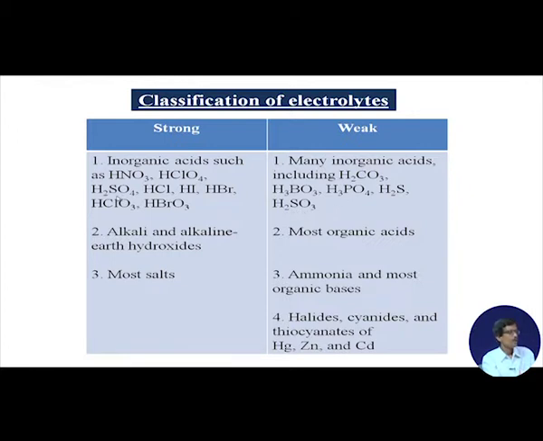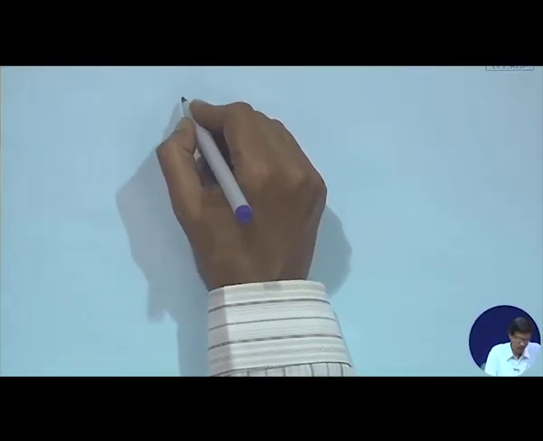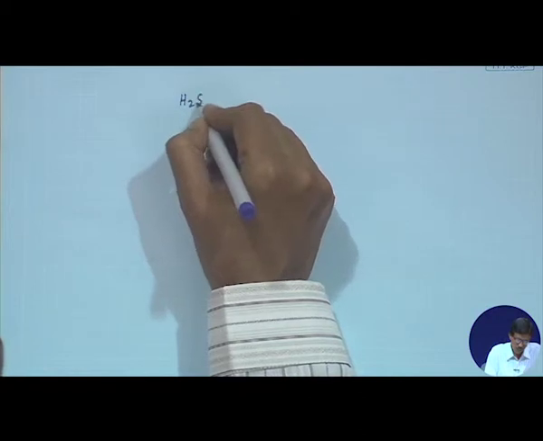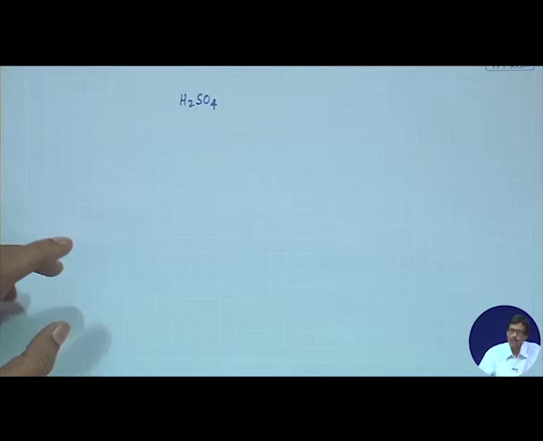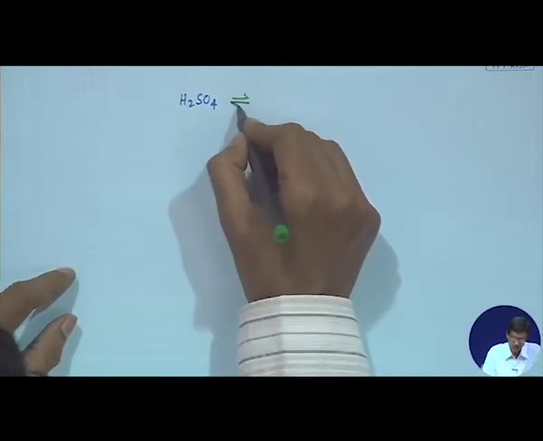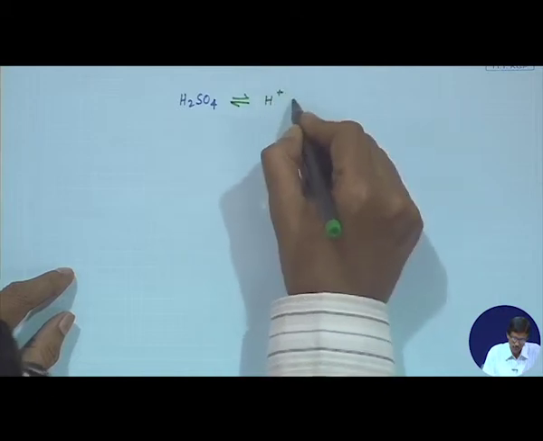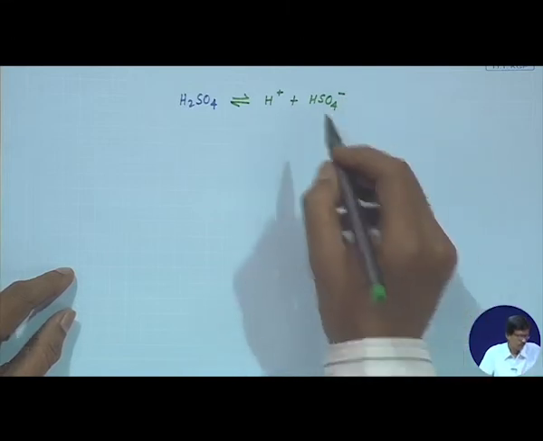So, why are we talking differently about H2SO4 and H2CO3, and how can we find this in the reactivity pattern? If we have H2SO4 and consider it as a strong electrolyte, it definitely can go to H plus and HSO4 minus.